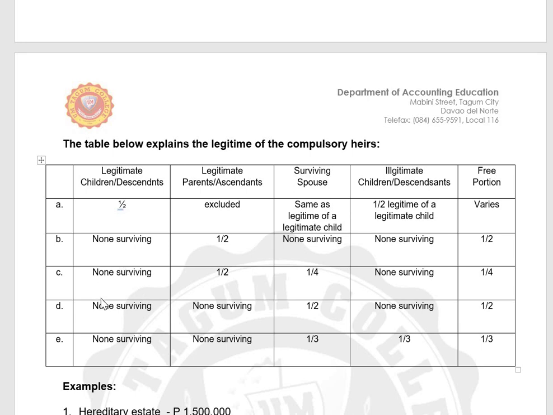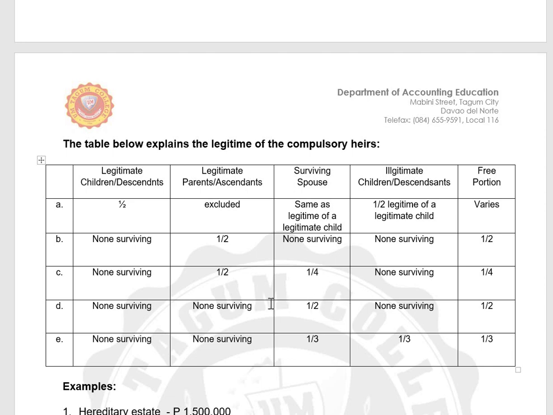So, sa C naman, so, what if still walang legitimate descendants, may parents, may spouse, tsaka walang illegitimate children. Yan. So, mangyari 1/2 sa parent, 1/4 sa spouse, then 1/4 sa free portion. Okay? So, parang si free portion is residual. Okay? Then, dito naman, walang anak, walang parents, and then walang illegitimate children. Yan. So, ito siya.